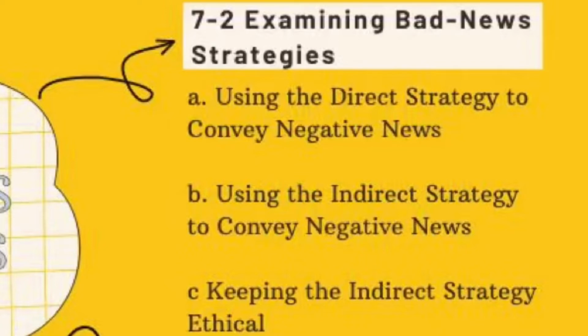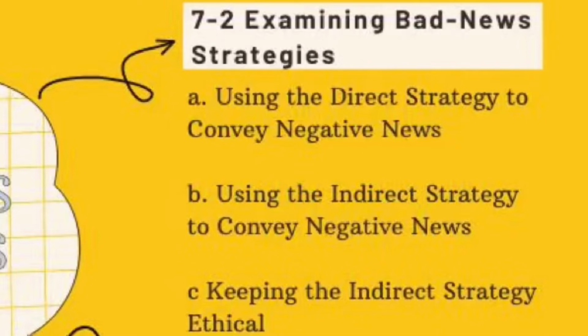The first point is using the direct strategy to convey negative news. The direct strategy may be more effective in situations such as when the bad news is not damaging, when the receiver may overlook the bad news, when the organization or receiver prefers directness, and the last is when firmness is necessary.